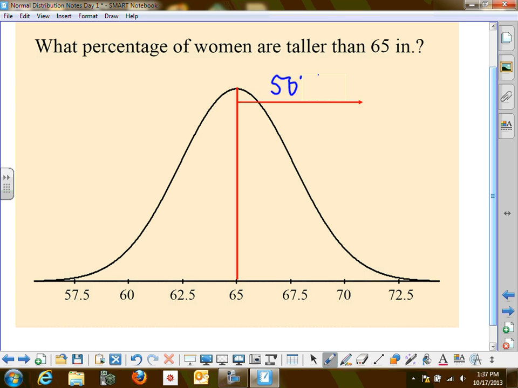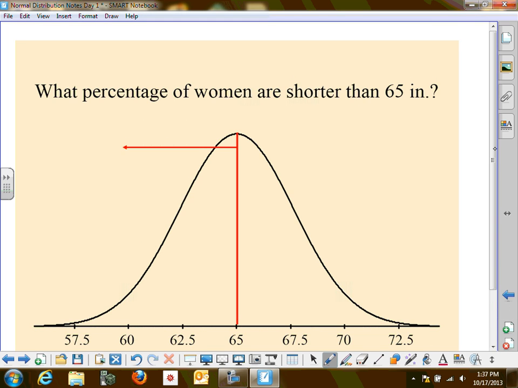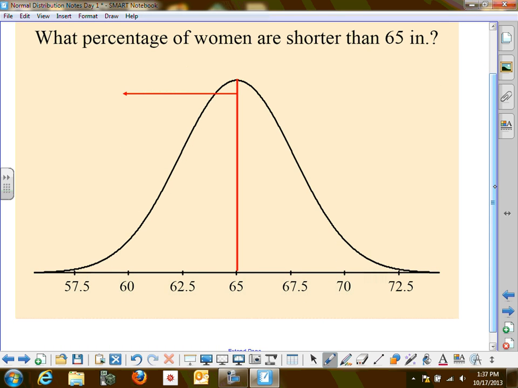Good. Okay, so you guys have these slides, so fill those in as we go. I know there's some quick, easy questions here. Next, what percentage of women are going to be shorter than 65? Oh, sorry, not 65%, 65 inches. 50% of the college women. Good.